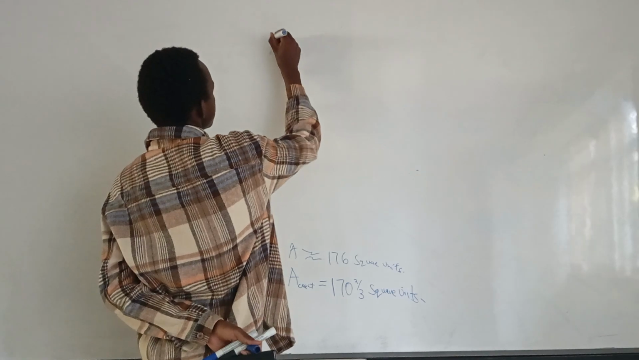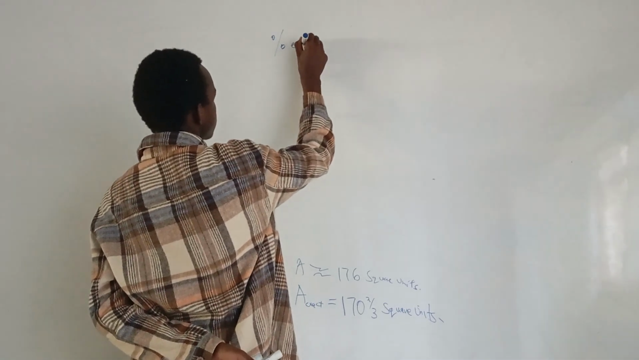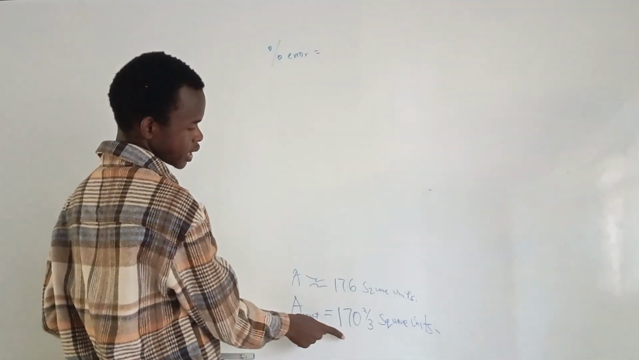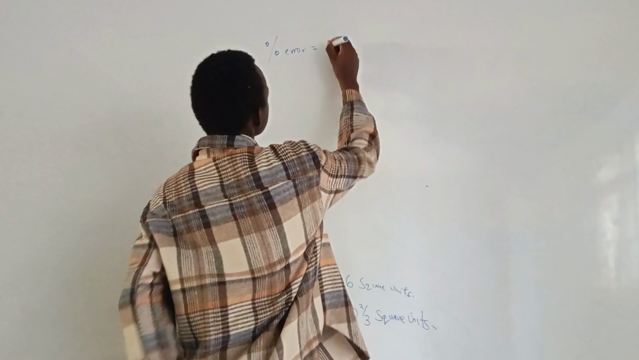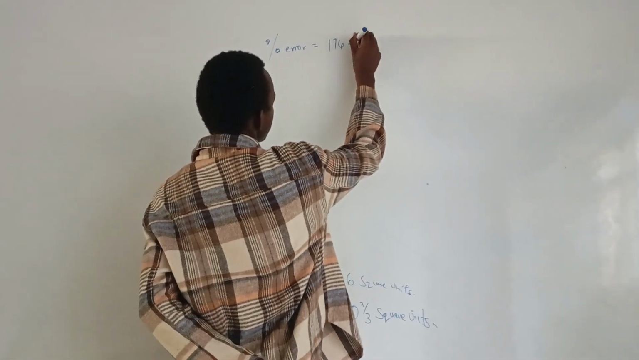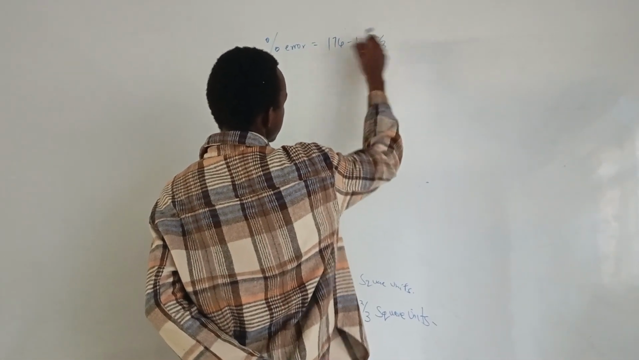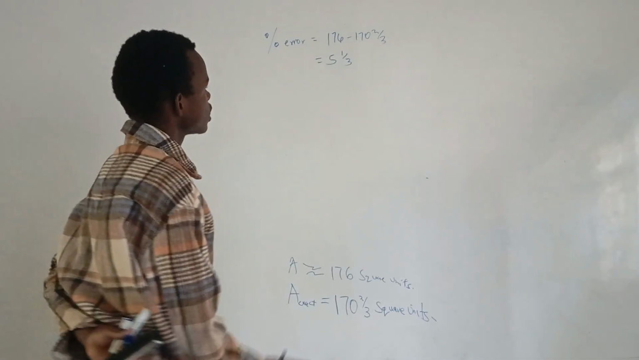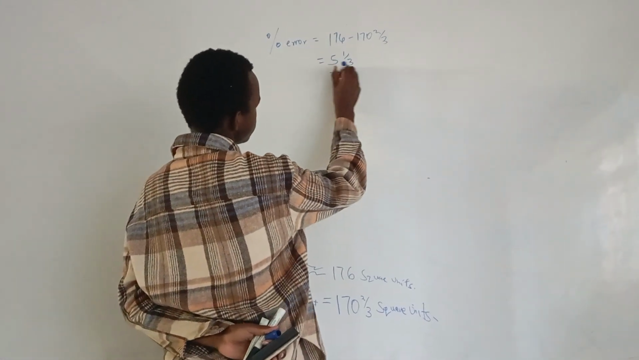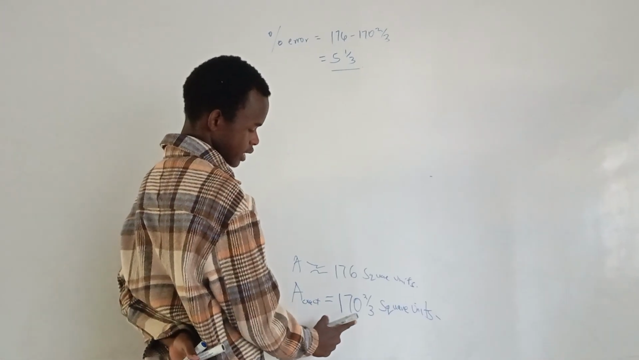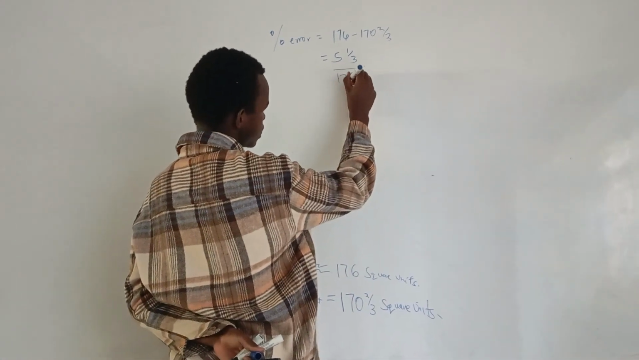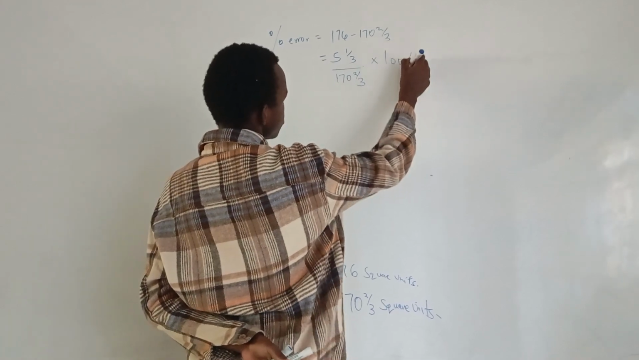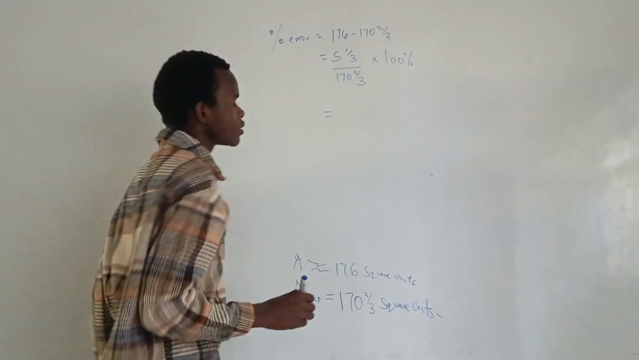So the percentage error is the same as 176 minus 170 and 2 over 3. We'll get 5 and 1 over 3. So it will be 5 and 1 over 3 divided by the exact area, that is 170 and 2 over 3, multiplied by 100%. So that allows us to find it.